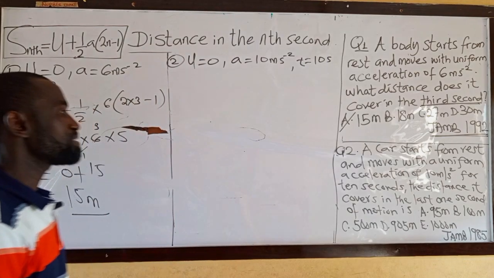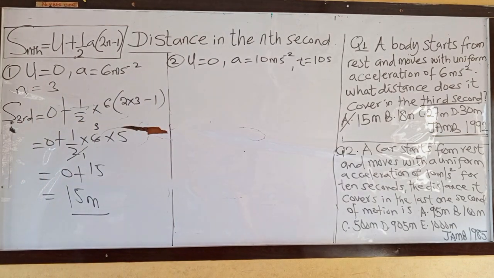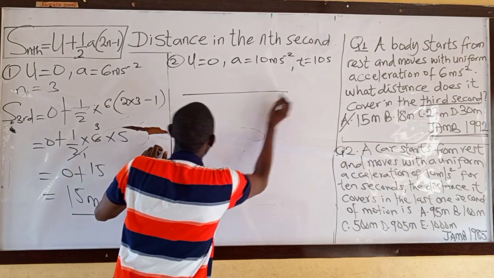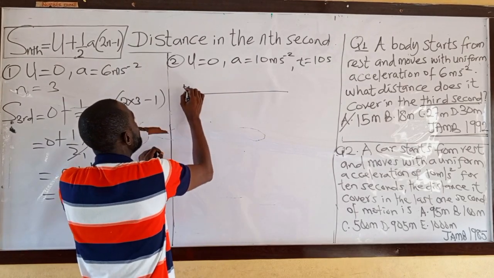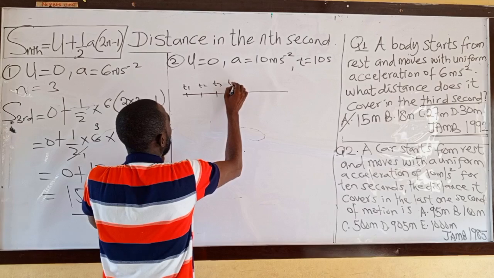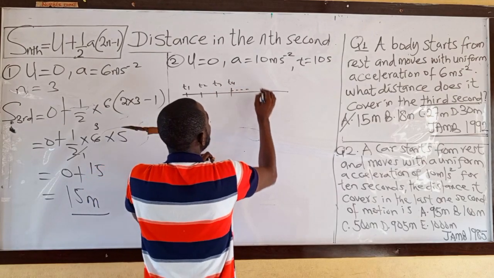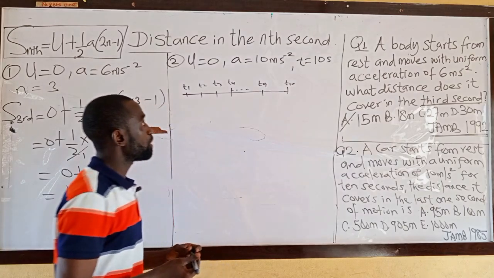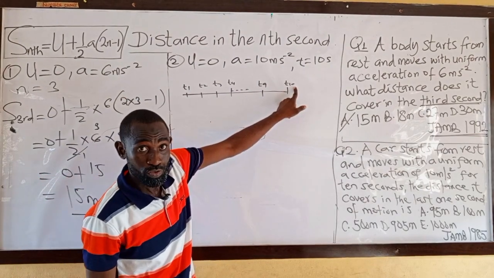What distance is covered in the last 1 second of the motion? Look at this: the distance in the last 1 second. I have T1, T2, T3, T4 up to T9, and T10, because the time is 10 seconds. Are you with me?